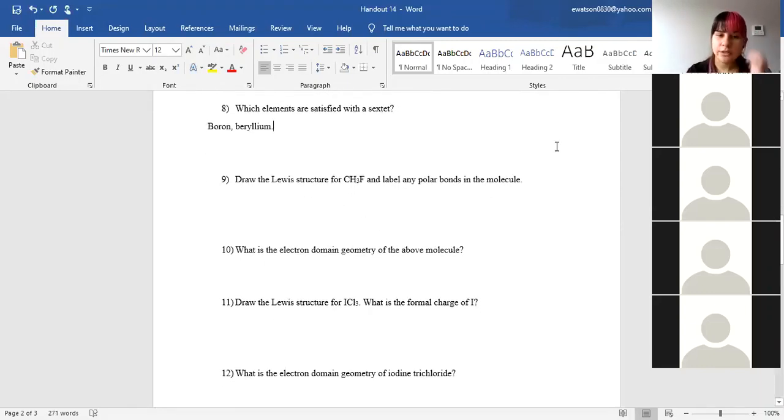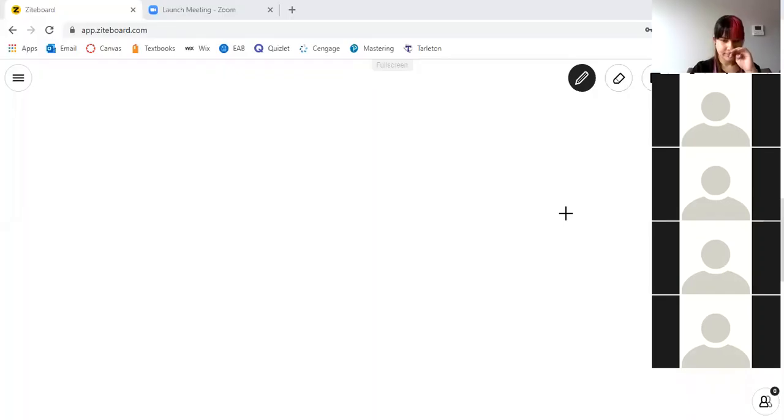So up next, draw the Lewis structure for CH3F and label any polar bonds in the molecule. So how do you guys feel about polarity, polar bonds, that type of thing? I don't really understand that. Okay, that's fair.